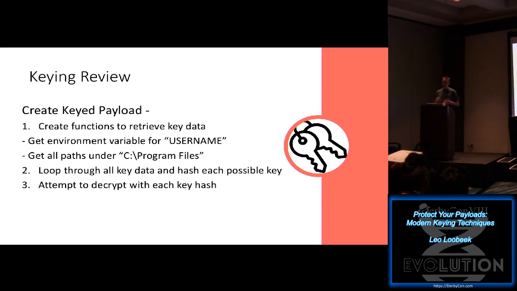So basically you'll create functions on the host that will pull that key data out. So get the value for the environment variable username, and then get all the paths underneath C:\Program Files, all the recursive paths underneath. Then when the payload executes, you'll loop through every single thing underneath C:\Program Files, tack on the value for username, and try to decrypt. If it doesn't work, it'll just move on to the next one.